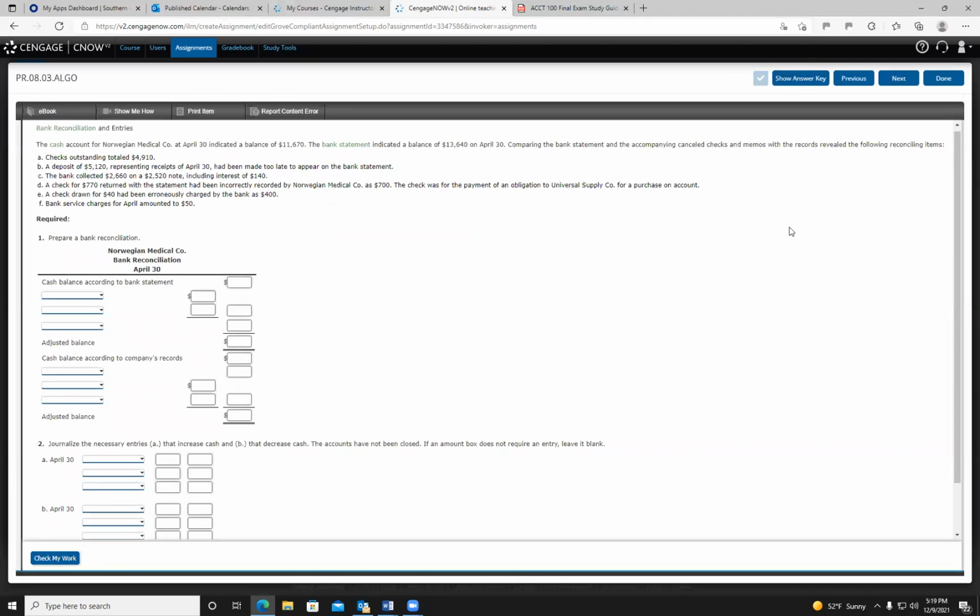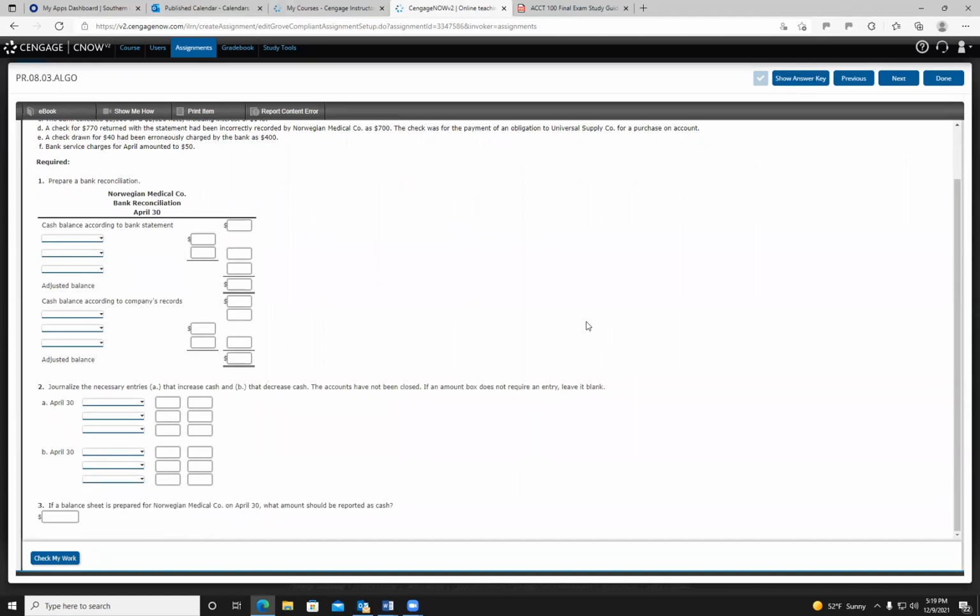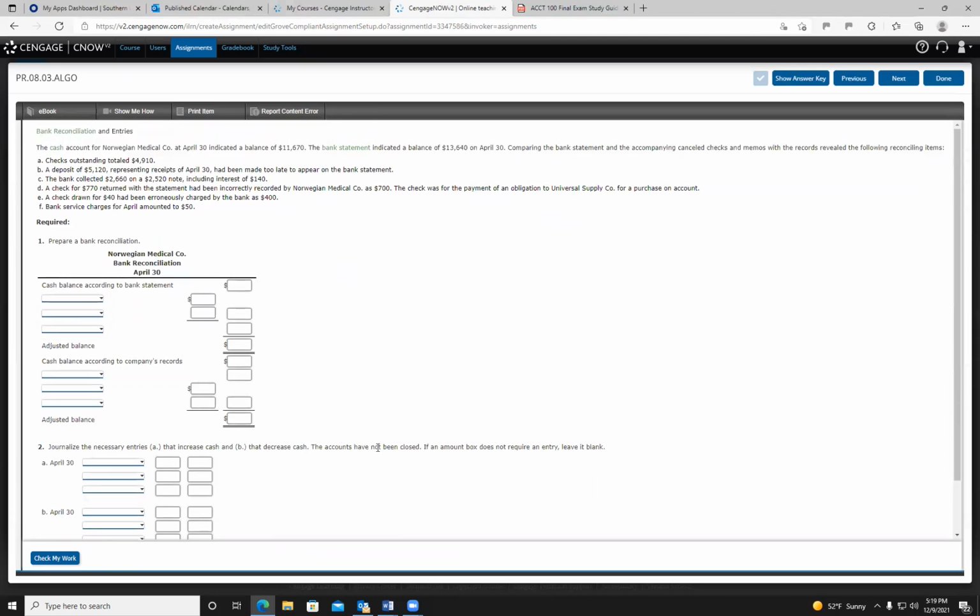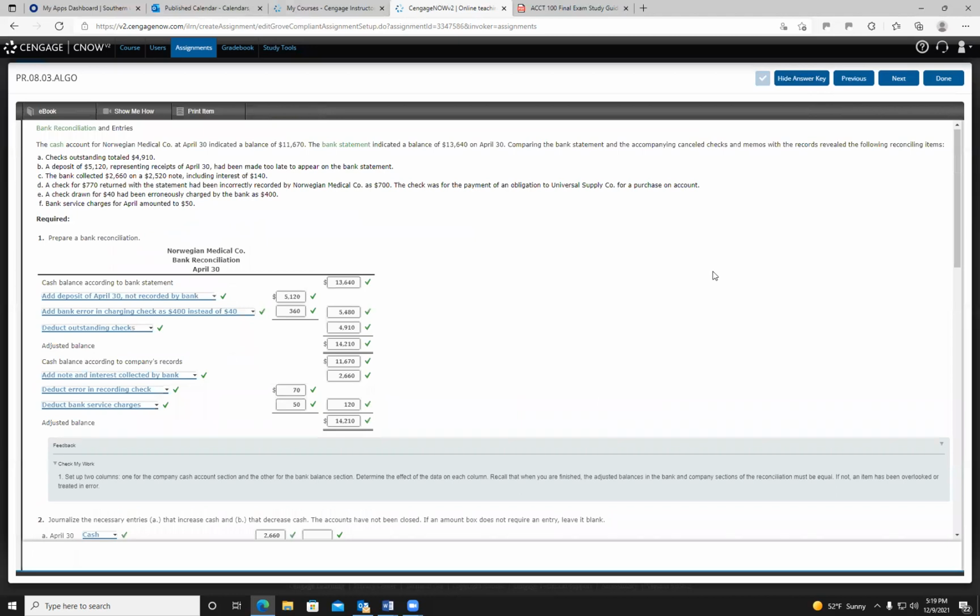All right, so this one is a bank reconciliation. It is wanting you to do a bank reconciliation. So it's a 3-step problem. The first one is to prepare the bank reconciliation. The second one is to journalize any necessary entries. And the third one is, if a balance sheet is prepared, what amount should be reported as cash. All right, so I'm going to go ahead and click on show the answer key so we can discuss how all this was set up.